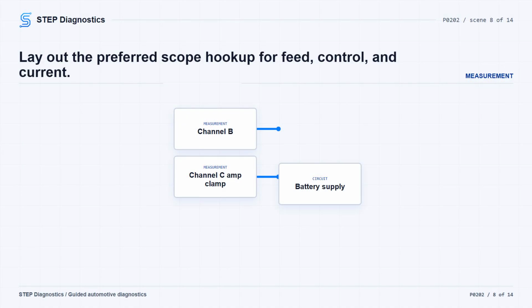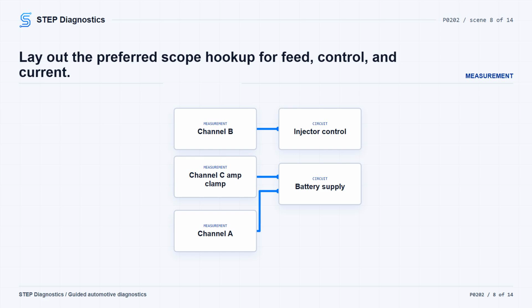The preferred path is the lab scope because it lets you look at the whole injector electrical path and can also show signs of a mechanically sticking pintle. Put channel A on the battery supply voltage circuit. Put channel B on the fuel injector control circuit. Put the channel C amp clamp on the battery supply voltage circuit. If it helps, run the same setup on another injector and keep that capture as a known good comparison for current draw and inductive spike behavior.